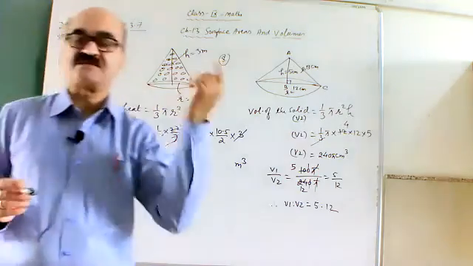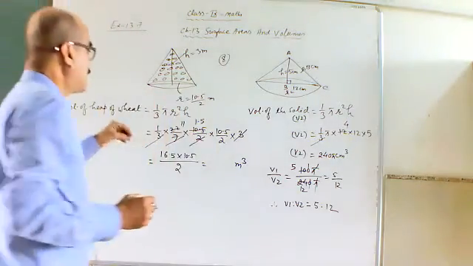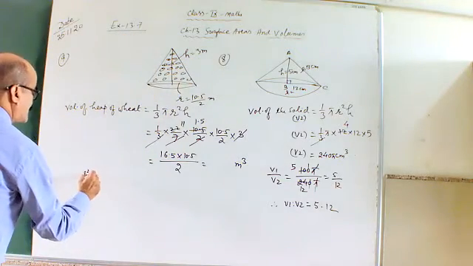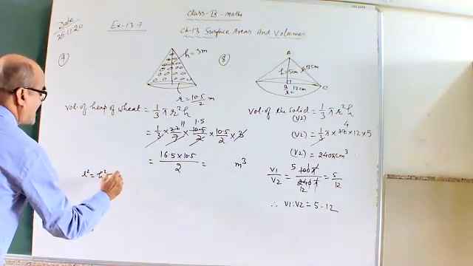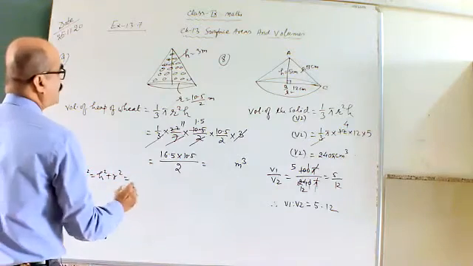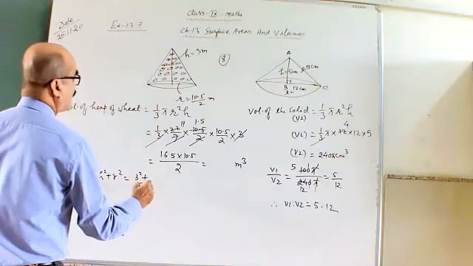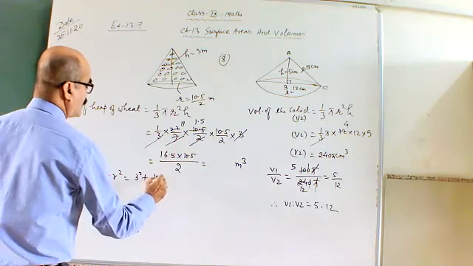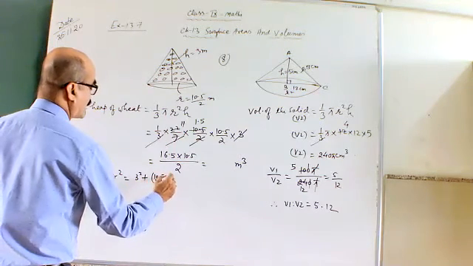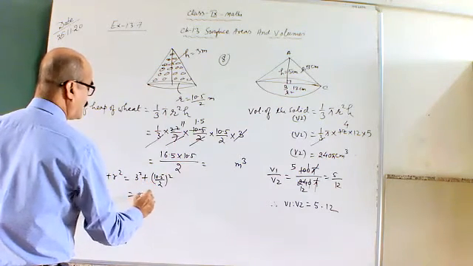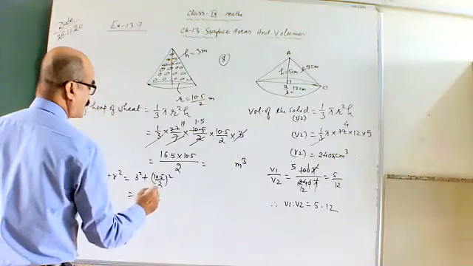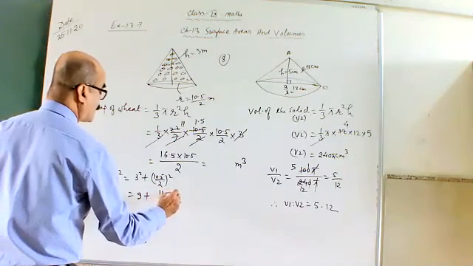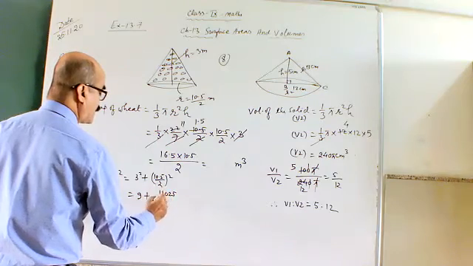You need to find the curved surface area, and for curved surface area you need L. To find L square: L square is equal to H square plus R square. So H is how much? 3 square, and R is 10.5 by 2, whole square. So this is 3 nines are 9 plus 10.5 by 2 whole square. Then you get 11025, that is 110.25 by 4.